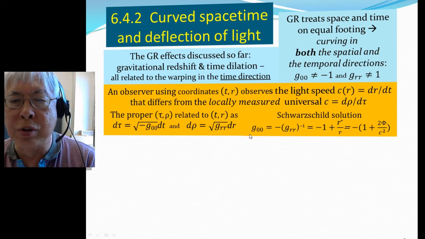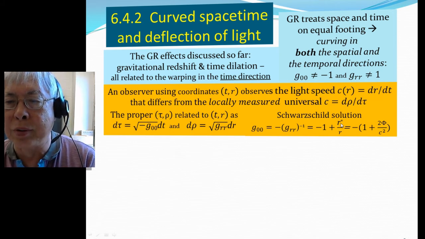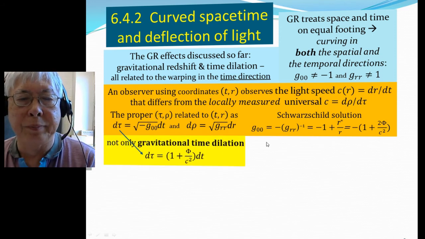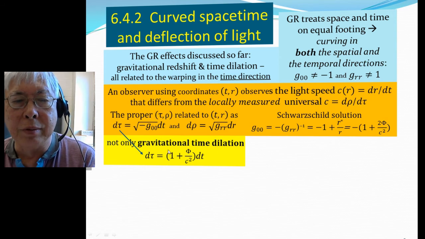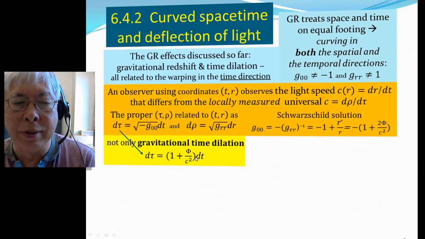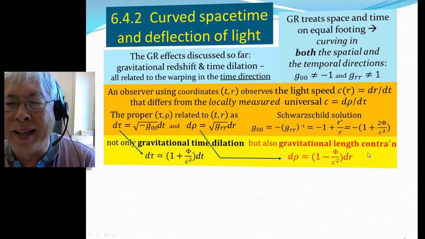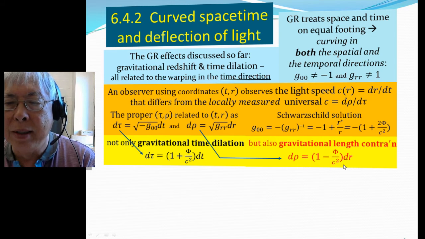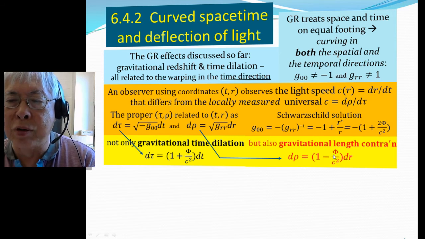And we had talked about the Schwarzschild solution. These metric elements can be expressed in terms of the Schwarzschild radius, or in terms of the gravitational potential for a spherical source. The point, of course, is that not only do we have gravitational time dilation, because tau is not equal to t but is modified by a gravitational potential factor, but we also have a gravitational length contraction, meaning the proper length is not the radial distance. It is also modified by a gravitational potential factor. That's the gravitational length contraction as implied by the Schwarzschild solution.